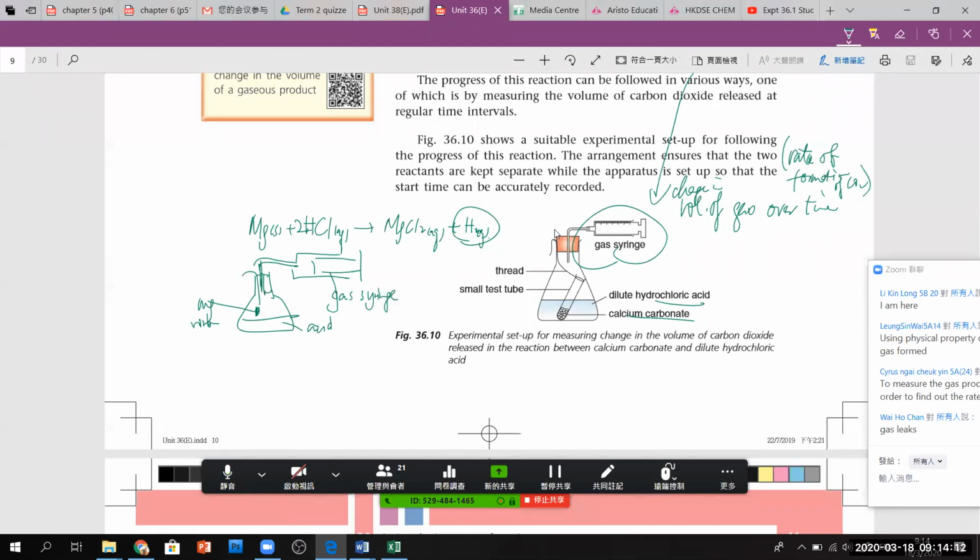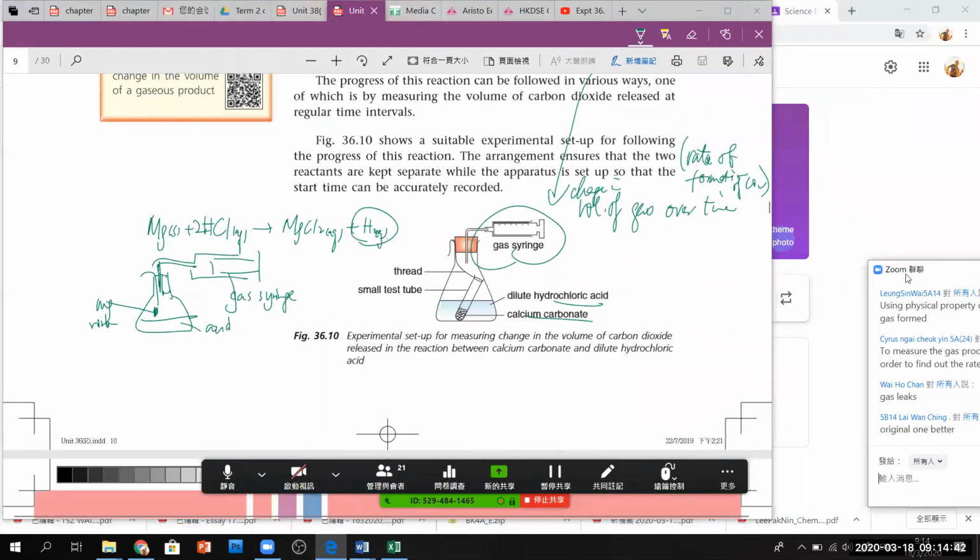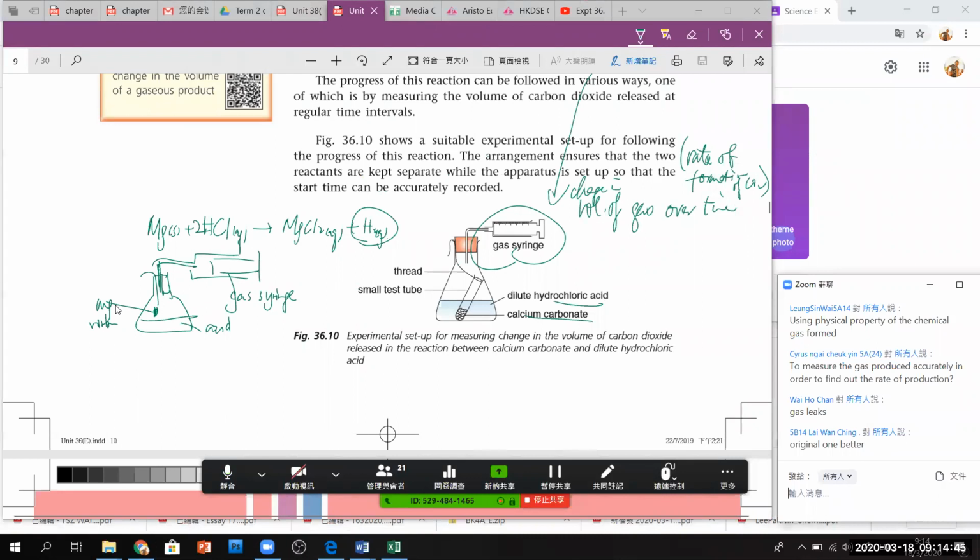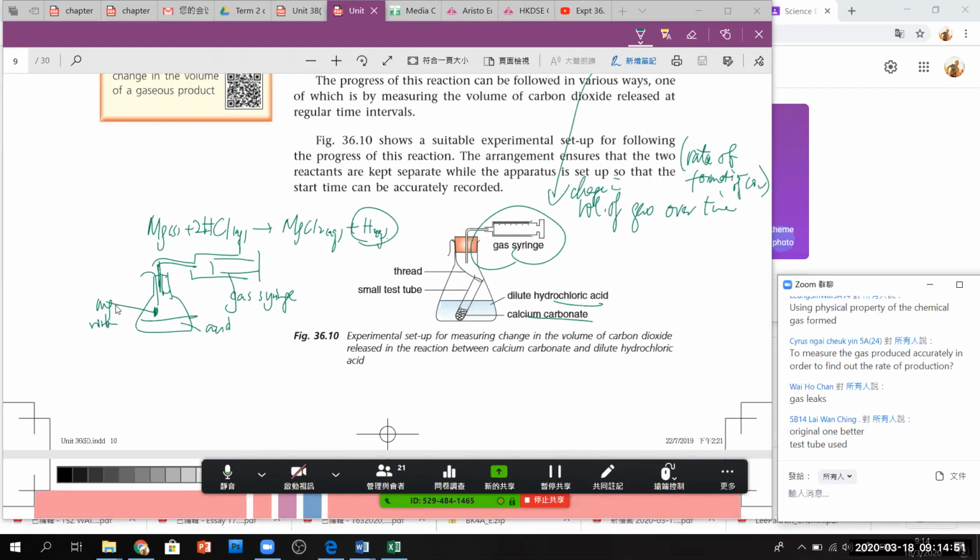Okay, it's a gas syringe. So what will happen with this method? Now, do you think which method is best? What do you think? Which one will have fewer errors, if you consider anything like gas leakage? Original one? What does it mean by original one? Which one? The one on the blog or the one in the video? Test tube used. This one is better.